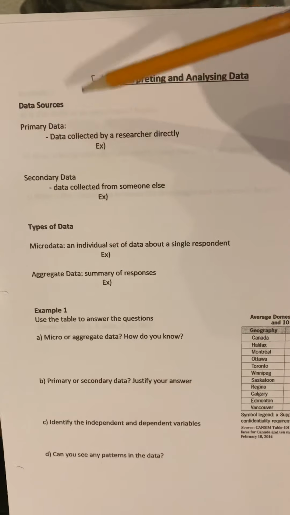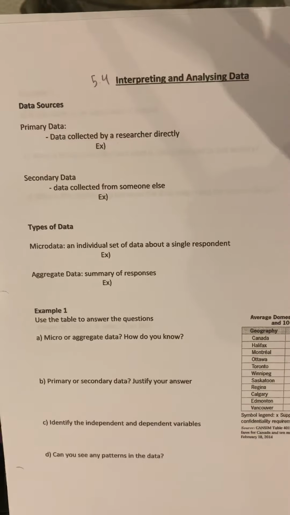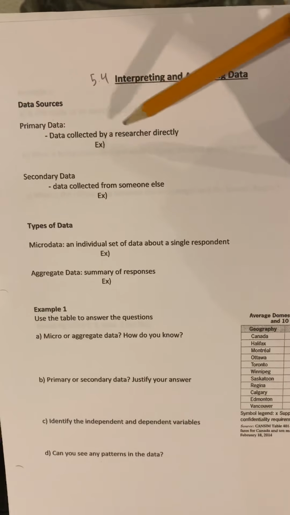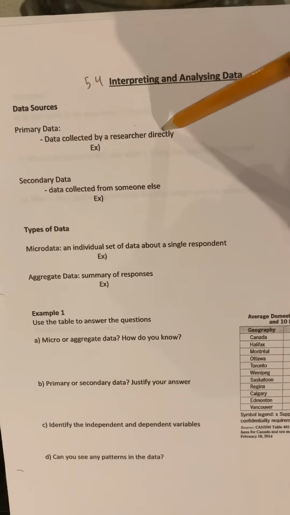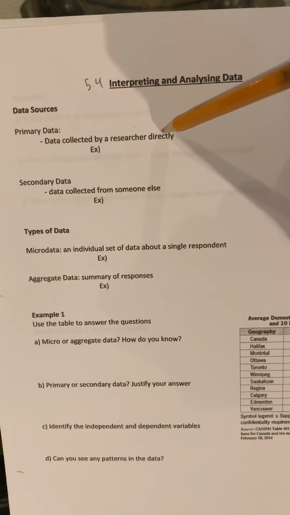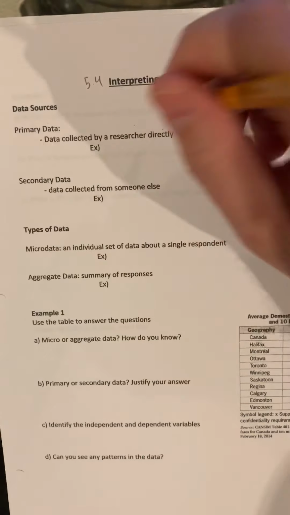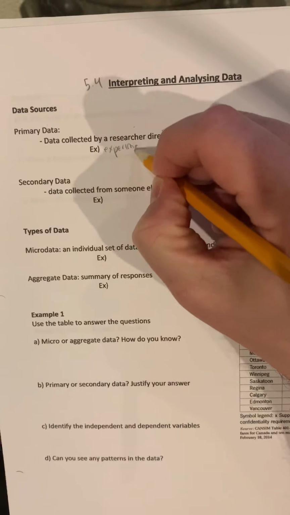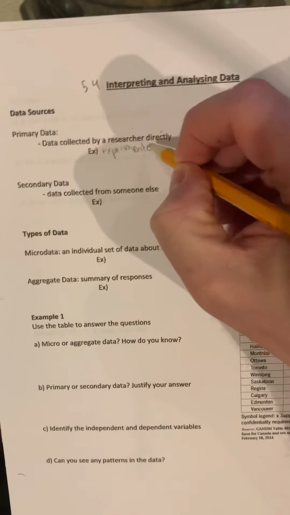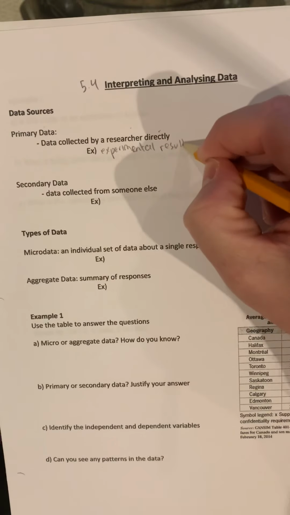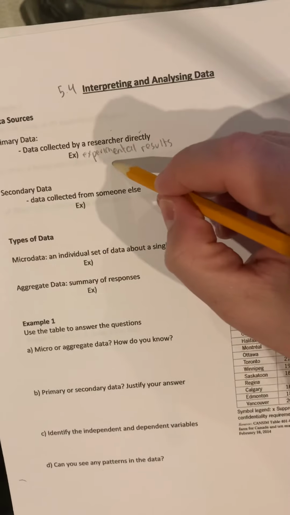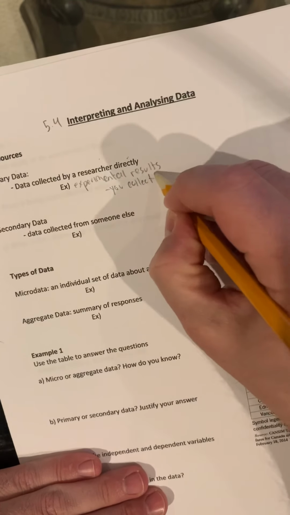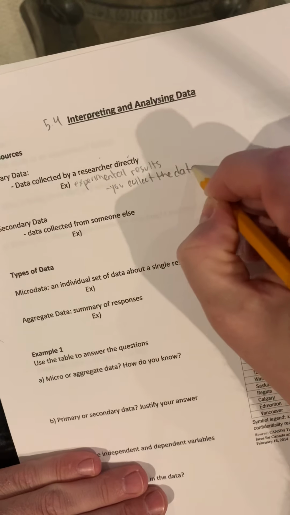Primary data sources. Okay, we have primary data versus secondary data. So primary data is data collected by researchers directly. Okay, so the primary data is when you actually go and collect information. So this usually happens during experiments. Okay, so we go experimental results. So you collect the data.